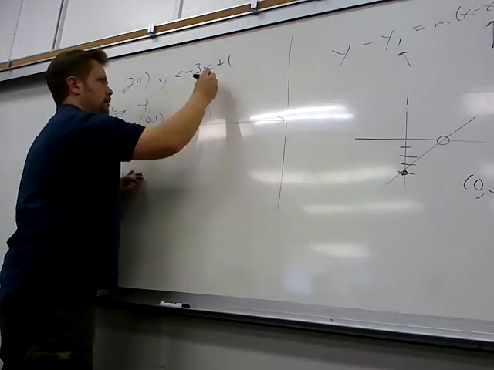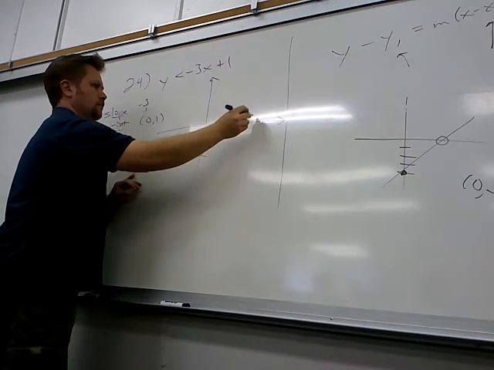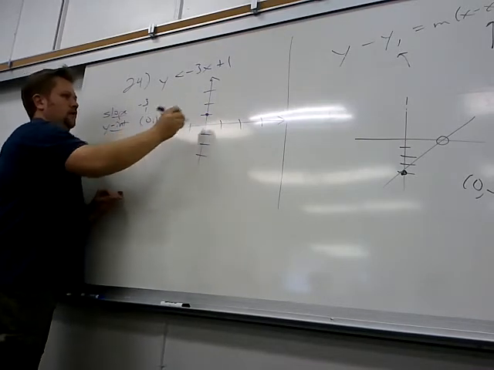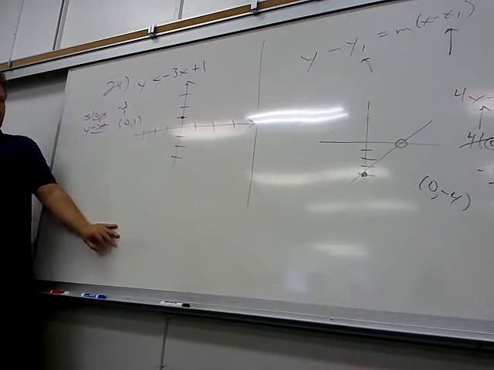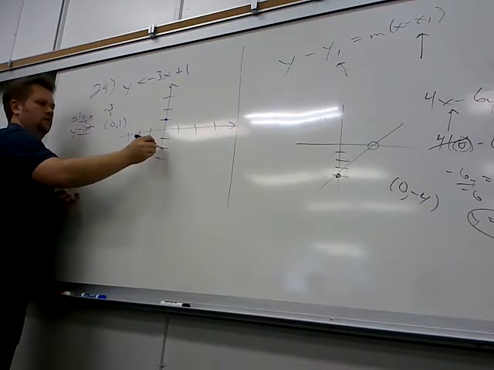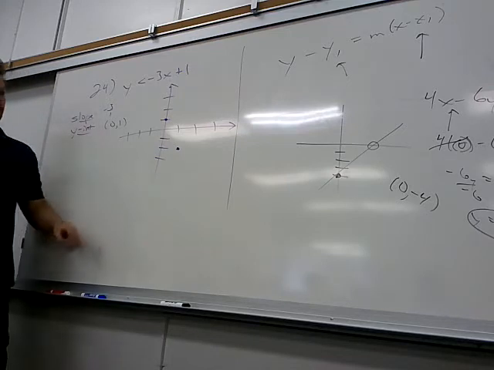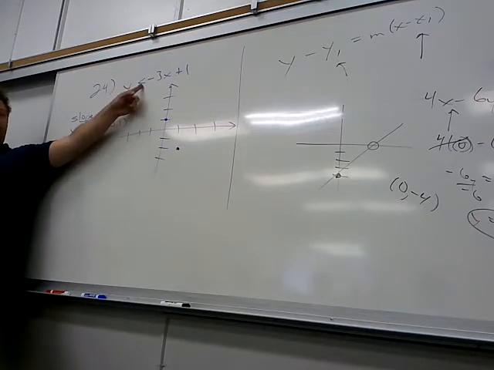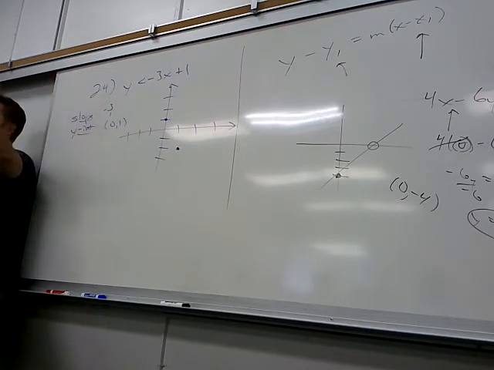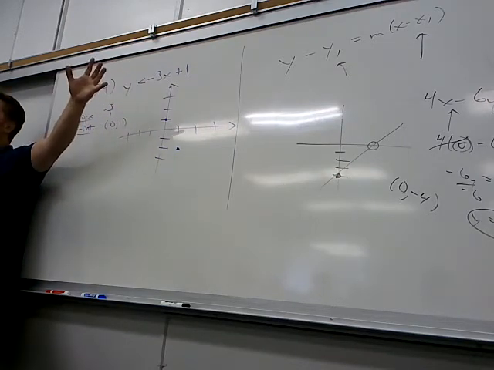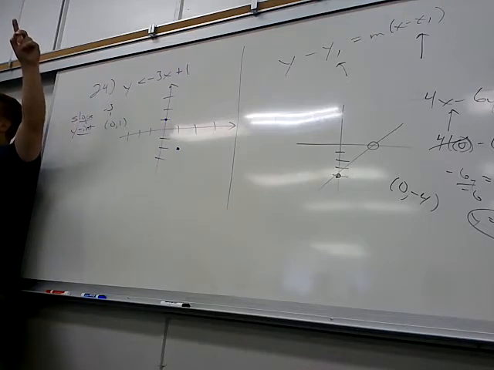So where do I start with my line? 0, 1. Yep, 0, 1. And the slope tells me to go down 1, 2, 3 over 1. What kind of line am I going to put through there? Dotted. Yeah. So remember, dotted is just like the open circle. I don't want to include the line. So the best way I have to show that is to make a dotted line.